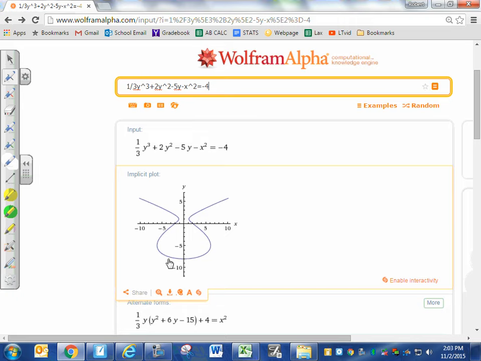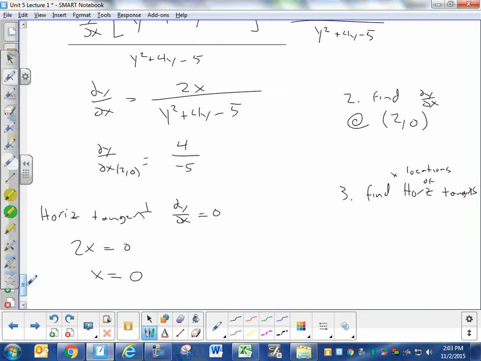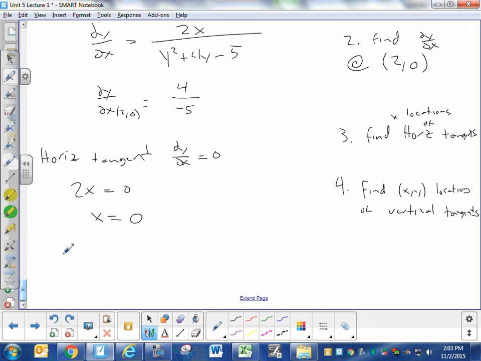Good. Now, let's do one more question, which will be asked of you, is to find the locations, and let's find your xy locations of your vertical tangents. Now, we haven't had vertical tangents. These functions don't have really vertical locations. They do sometimes when it's just at a certain point. But typically they don't. Okay? So for a vertical tangent, we're going to have to set our derivative equal to being undefined.